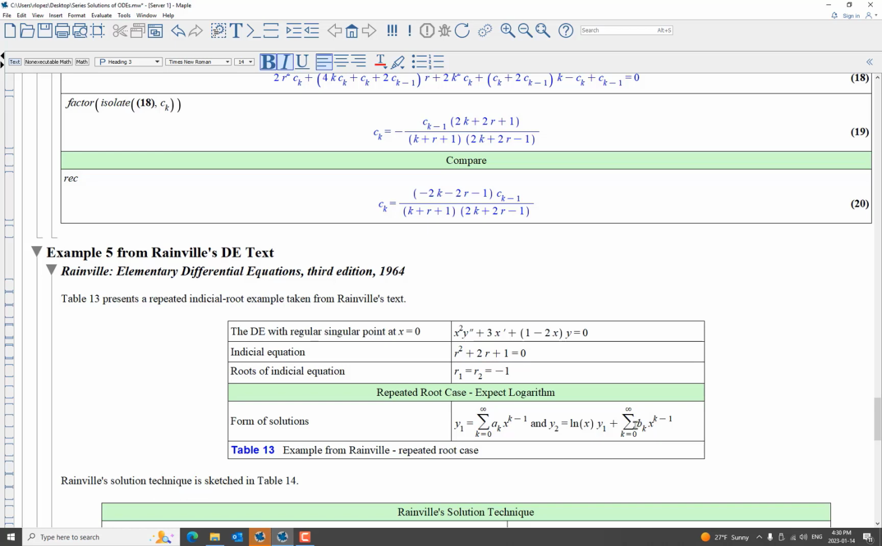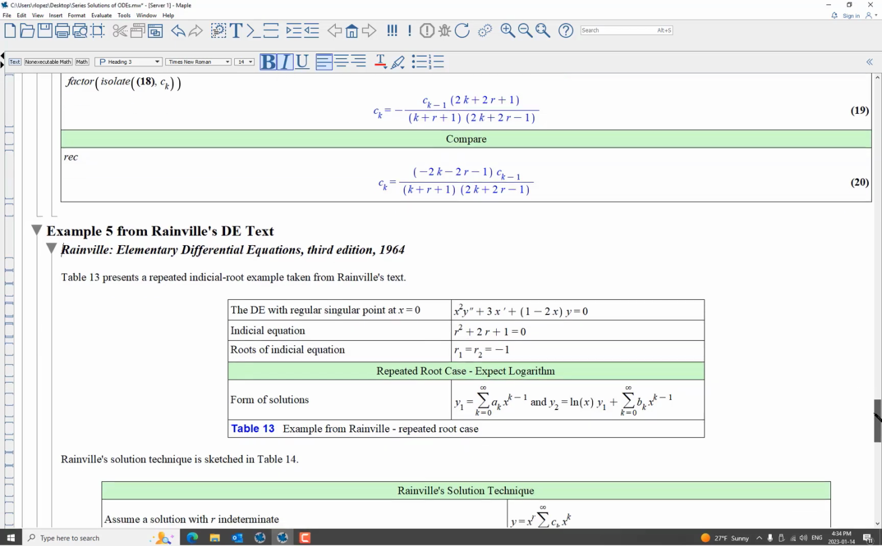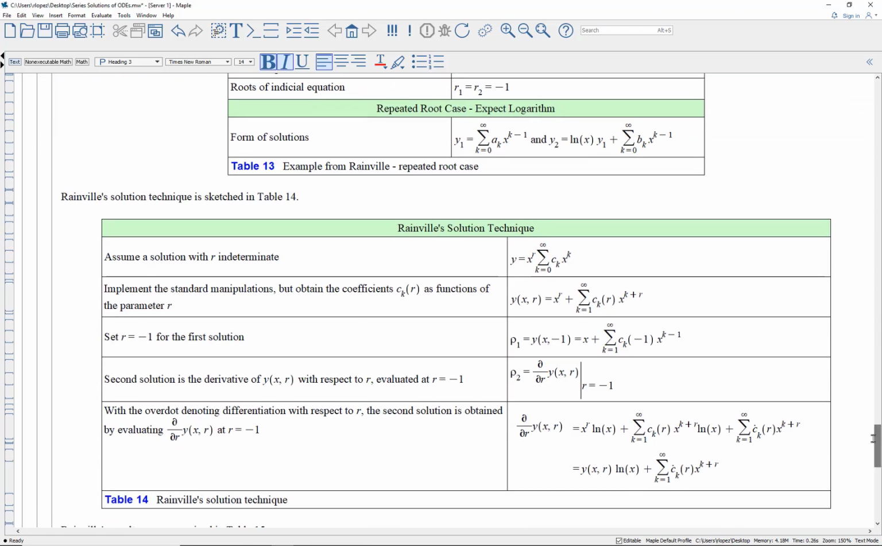The second solution is that times a logarithm plus another series that has a 1 over x out front of it. So now in table 14, I'm going to just give you a quick sketch of Rainville's solution to this problem. He writes the template series, x to the r, sum of ck x to the k. Let us assume that this has been pushed through the differential equation, and ck has been determined as a function of r. So all of the work that you've seen in the previous 4 examples has been done, and the ck is given in terms of r.